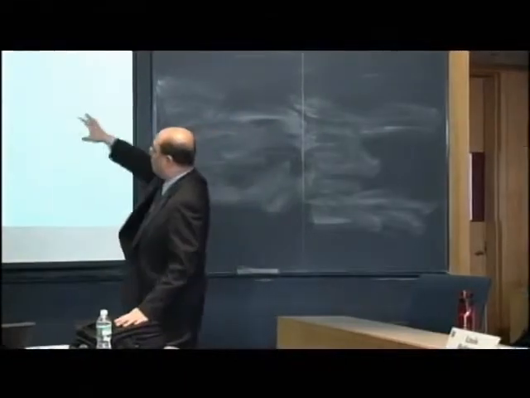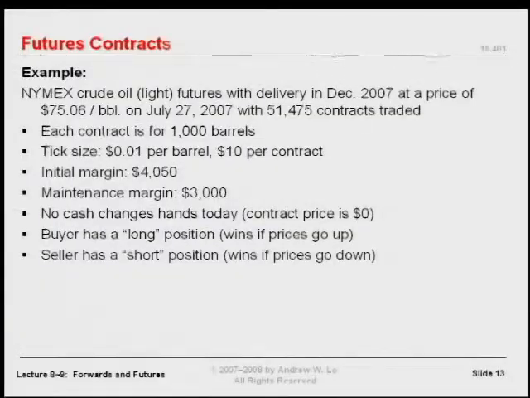Now, the initial margin, as I mentioned last time, was $4,050. The maintenance margin is the margin that you need to maintain. If the initial margin goes down in value, you have to actually put money back into your brokerage account, your margin account, and if you fall below that $3,000 threshold, you will get a phone call, which is known as a margin call.